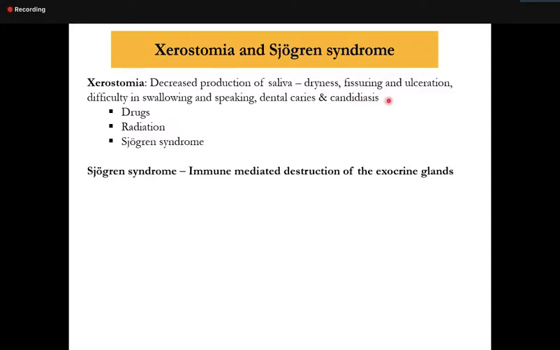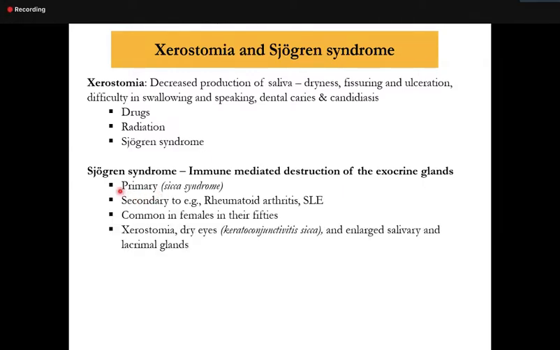Now, Sjogren's syndrome is an immune-mediated destruction of the exocrine glands. So it is immune-mediated inflammation, and that inflammatory process then leads to destruction of the salivary glands. It not only affects salivary glands, but it affects other exocrine glands as well. And most importantly, lacrimal gland. Lacrimal gland is responsible for tears. So as a result, it can destroy salivary secretions, and it can dry eye secretions.